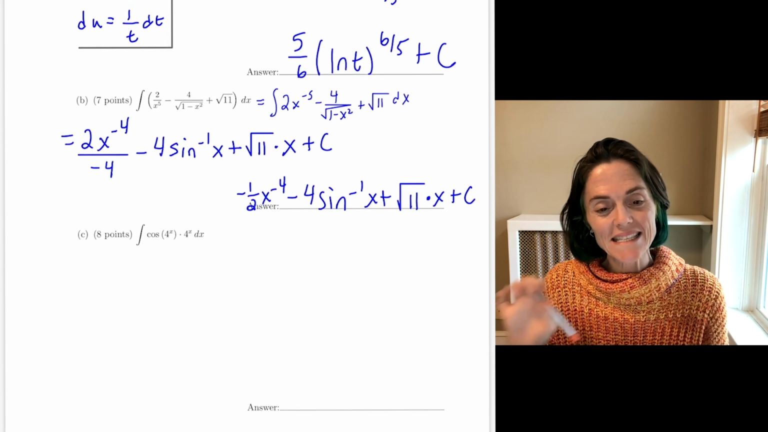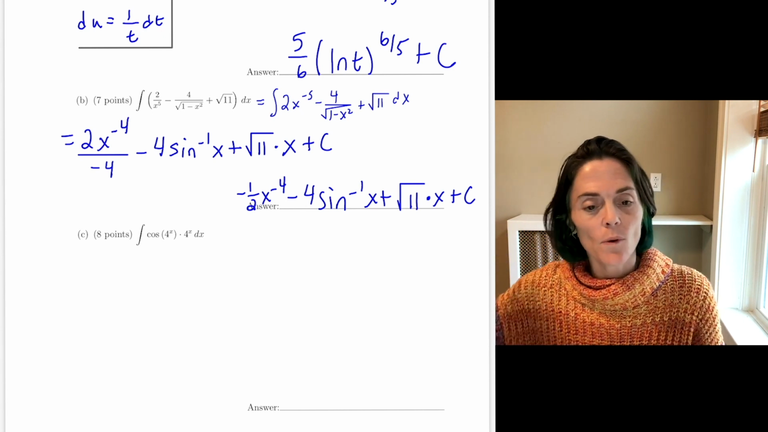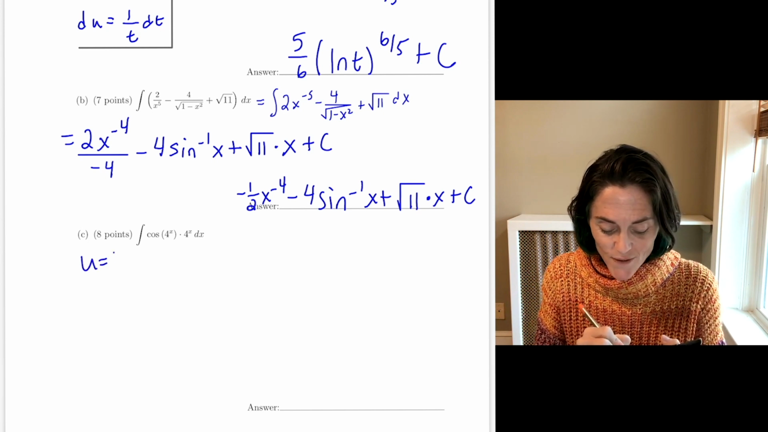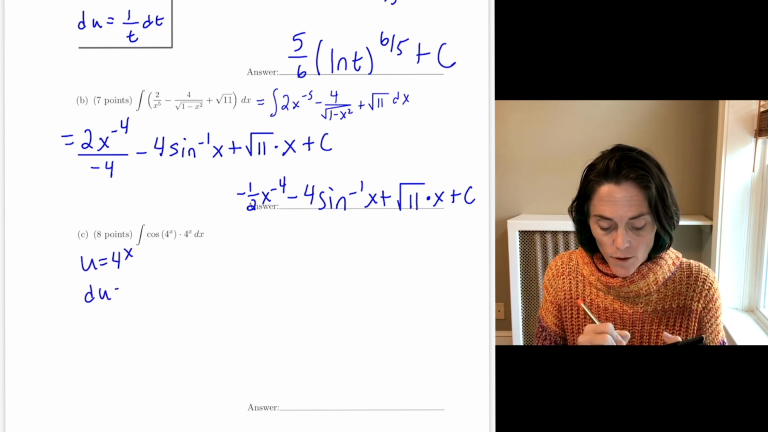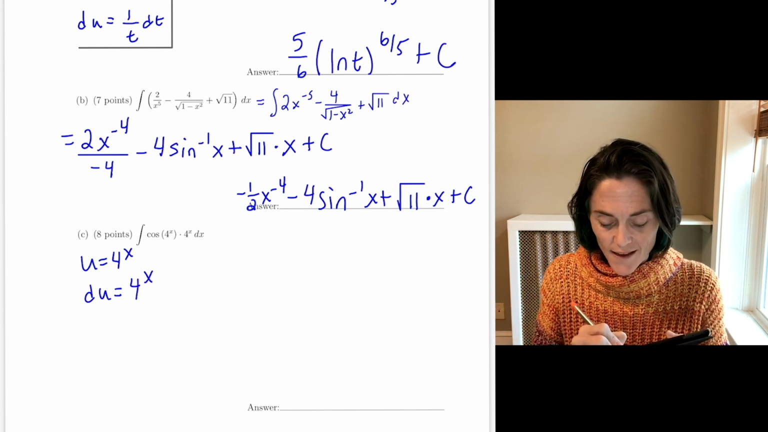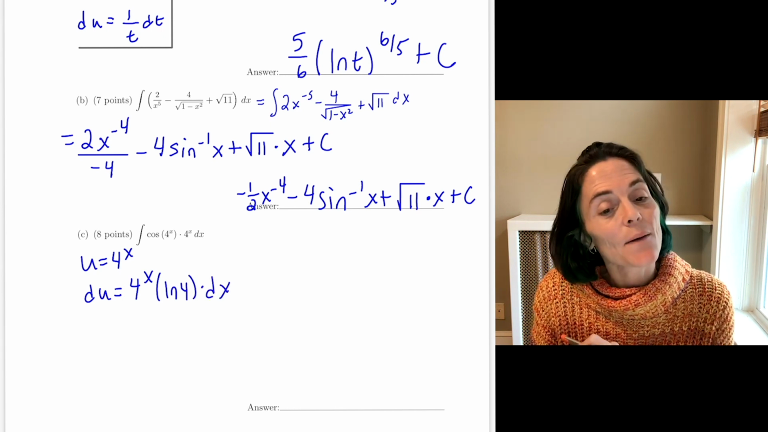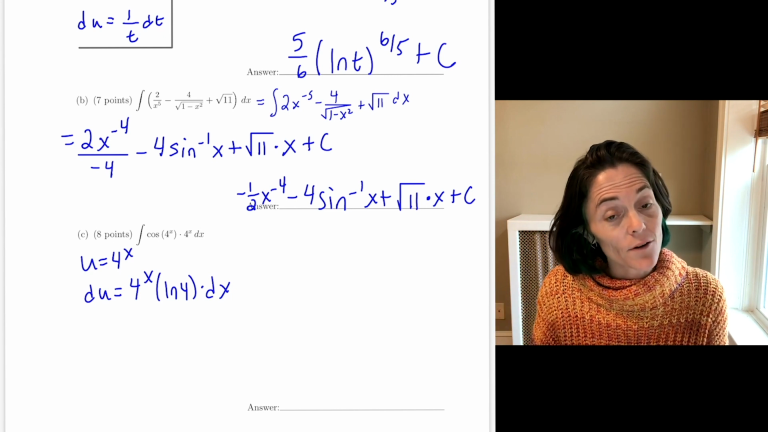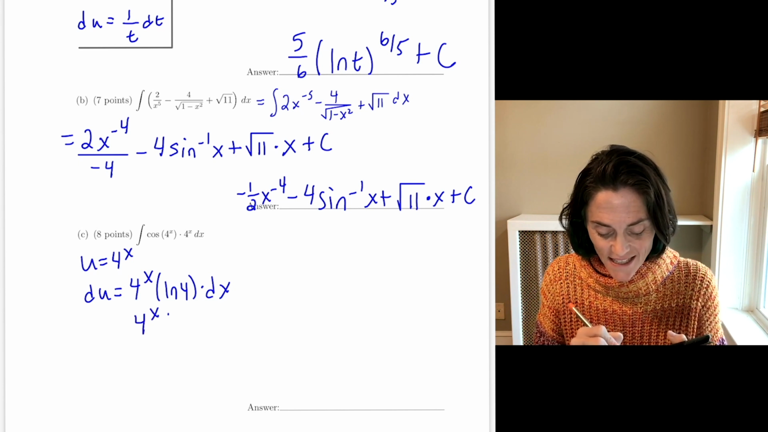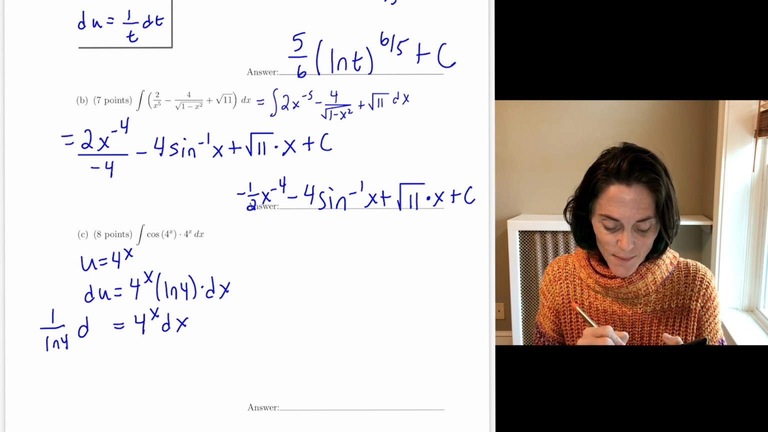Okay, 1c, we see something inside of the cosine, and we have a multiple of its derivative in our integrand. This is substitution, where u is 4 to the x. Now du, we take the derivative. When we differentiate 4 to the x, we have 4 to the x times ln 4, and then multiply by dx. Now in this case, you see handed to me in my integral is not exactly du. In my integral, I have 4 to the x dx. This is 1 over ln 4 times du.